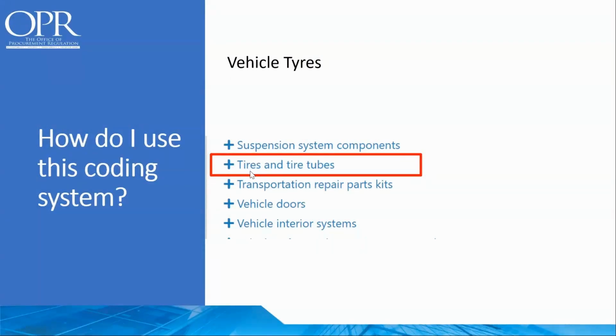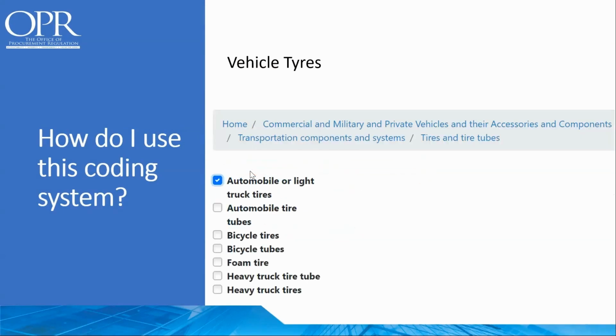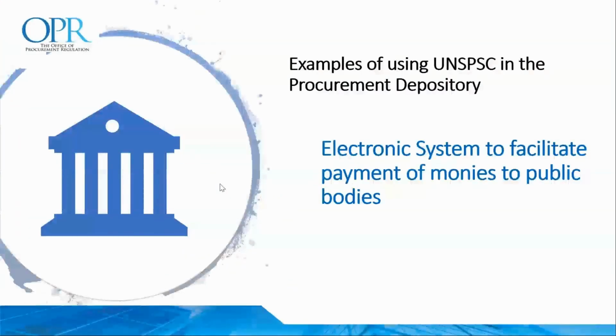So when we drill down to the next level, which is the lowest level, and again I make reference, the hierarchy is always displayed at the top. We will see automobile or light truck tires, or bicycle tires, or heavy truck tire tubes, or heavy truck tires. But in this case, we will select one option, the first option.